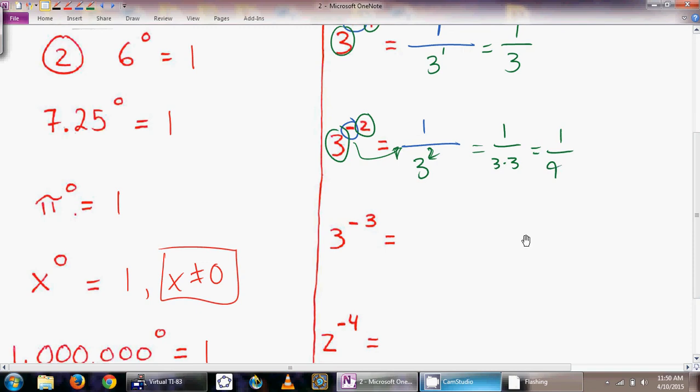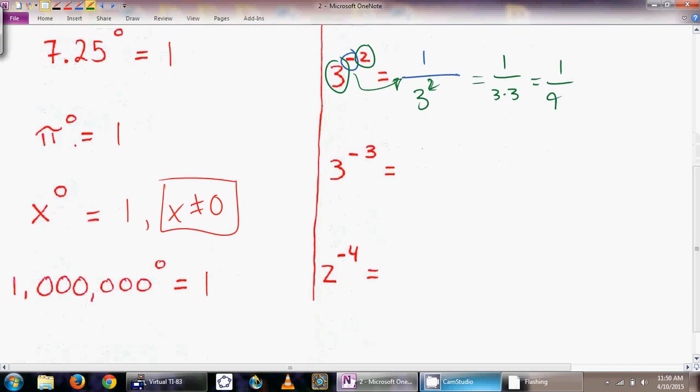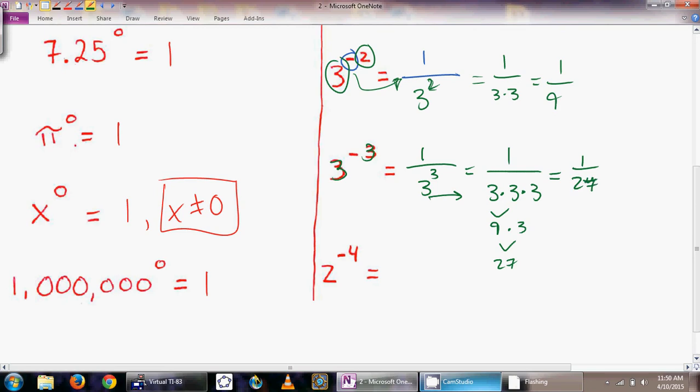Coming here, 3 to the negative 3rd power. So the negative tells me, put it as a fraction, and then just rewrite my base and the exponent. So 3 cubed, all right? That's 1 over, I'm pretty bad at math, so let's expand it. 3 times 3 times 3. All right, that's what it means to cube something. Well, 3 times 3 is 9, still times 3, well, that's 27. So this is really 1 over 27, all right?